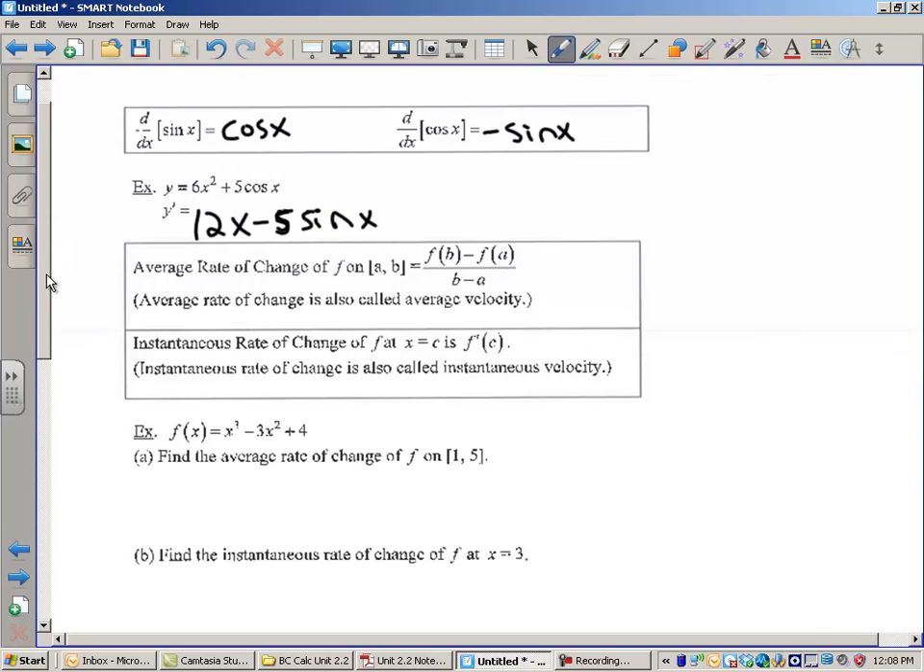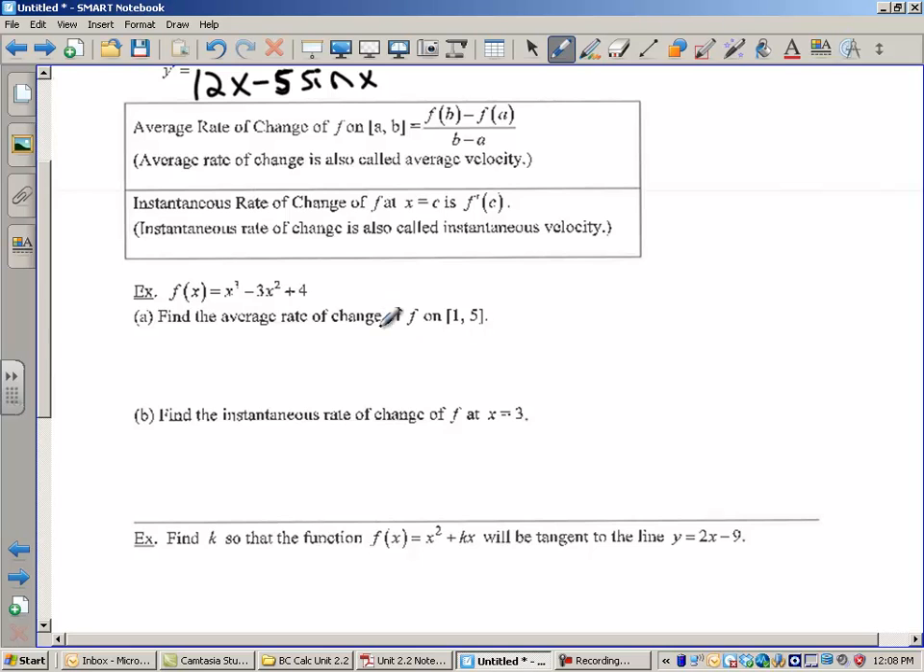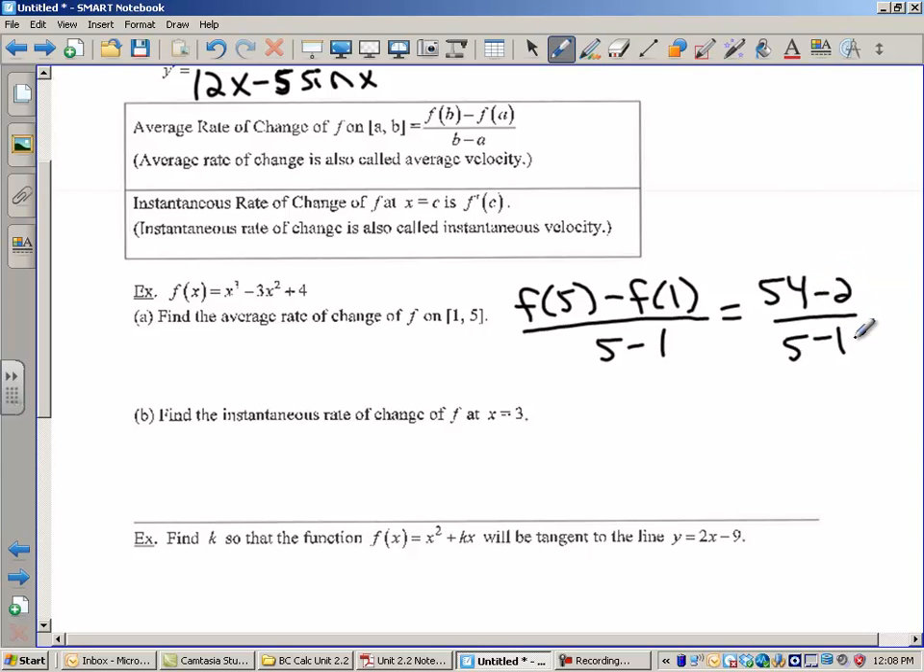We're going to review real quick what average rate of change is. Average rate of change is our secant line slope, and that is going to be, for this example, f of 5 minus f of 1 all over 5 minus 1. And I did this earlier on my calculator. That worked out to be 54 minus 2 over 5 minus 1, which happens to be 13. So then I'm using that function right there.